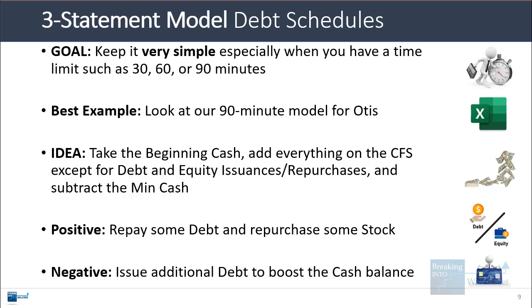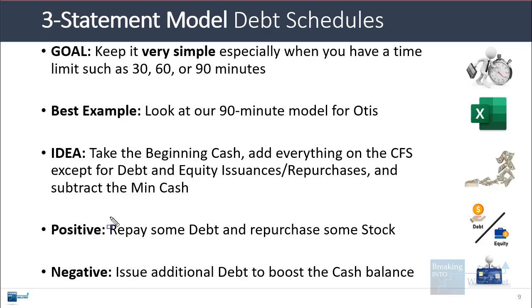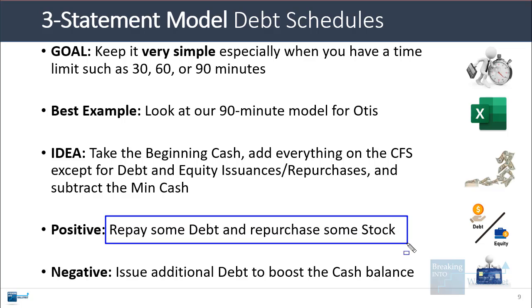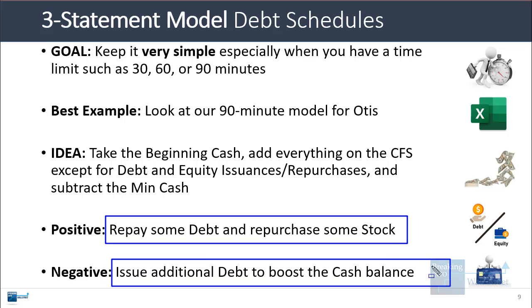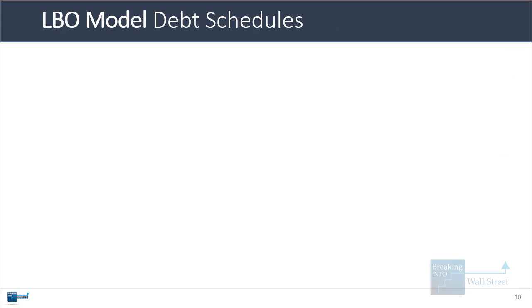As I say here, when the cash flow available for debt repayment, or the excess cash flow, or the cash flow surplus or deficit, whatever you want to call it, is positive, the company repays some debt and repurchases some stock. When it's negative, it issues additional debt to boost its cash balance. So that's a very simple example, but you can follow it and still do pretty well in these case studies and modeling tests if you understand the fundamentals.